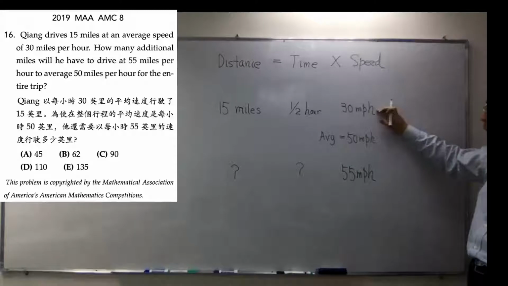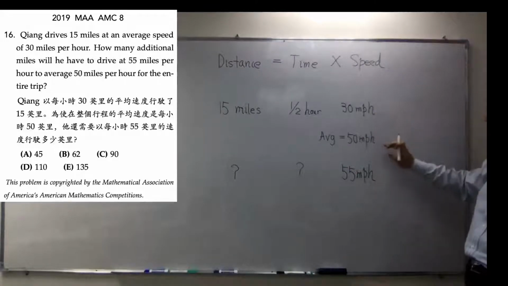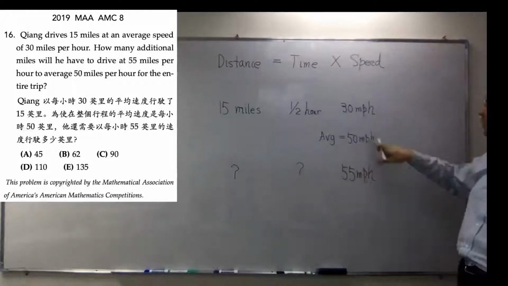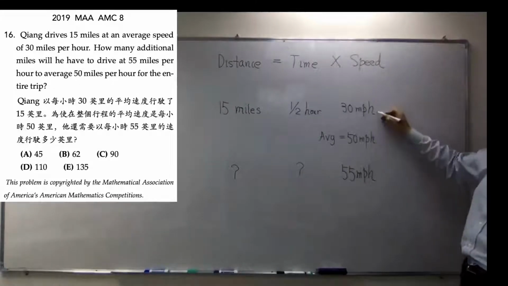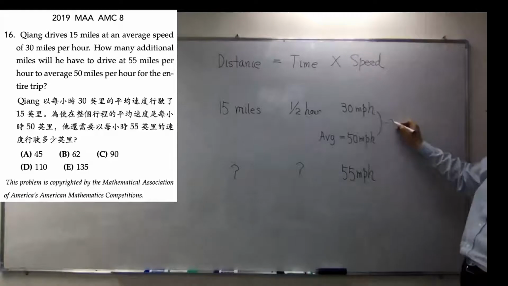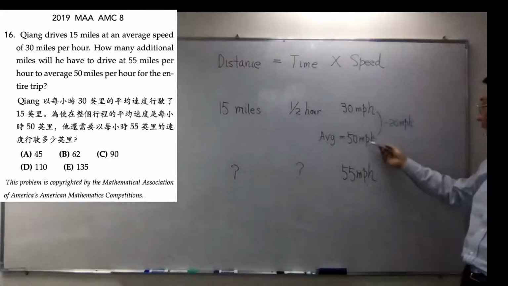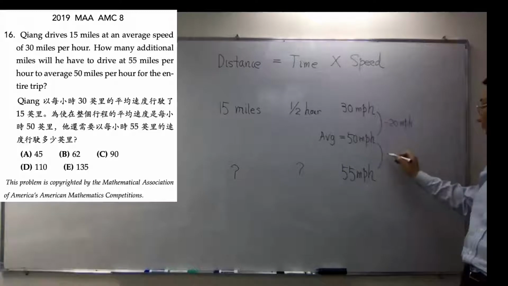So, you have 2 different speeds. To compare this, what is the difference between the average speed versus 30 miles per hour? Of course, it's kind of slower. What's the slower part? It's 20 miles per hour, right? And what is the difference between average speed and faster speed? It's plus 5 miles per hour.